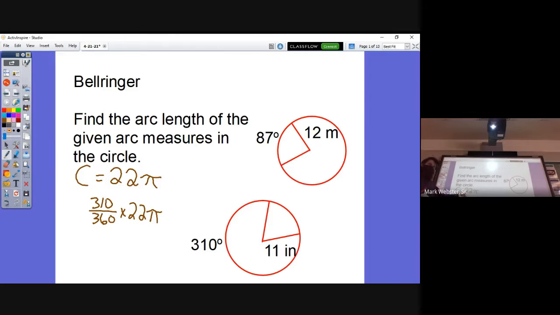So you end up with like 31 times 11, which is 341, and then 18 on the bottom. Whatever that is, right? Roughly a little bit less than 19 pi, right? Which makes sense. It's almost 22 pi. 310 is almost the whole thing, right? All right, we feeling okay with that one? Any comments, concerns? All right.